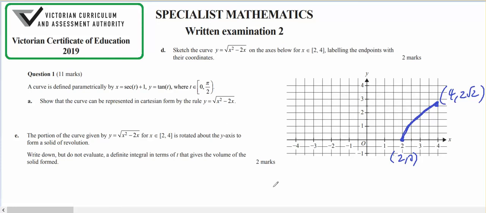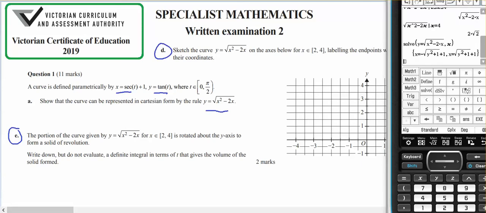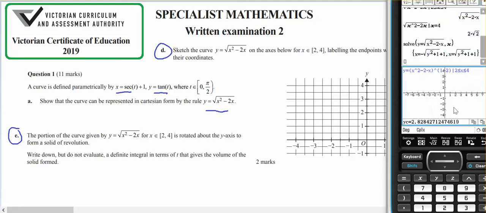This is for Year 12 Specialists. It comes out of the 2019 Exam 2 question number 1e. Remembering that in the early part of the question we have this parametric equation that's the same as this, and in part D we had to sketch this from there to there, and I've done that using my calculator. I've opened up my graphing window, and there it is there.